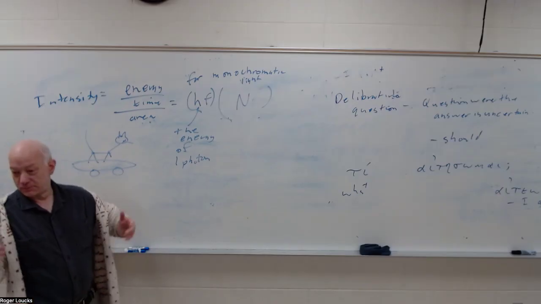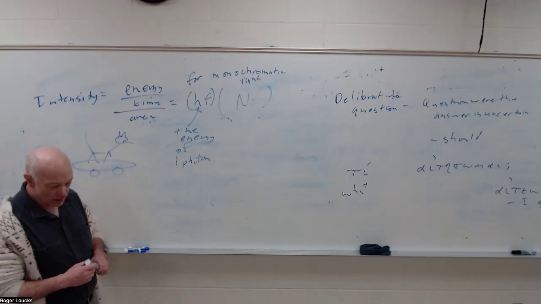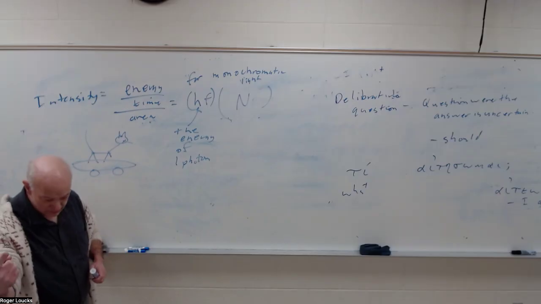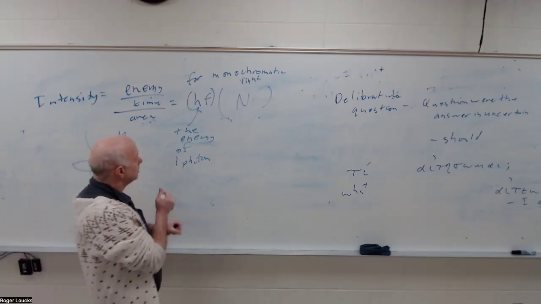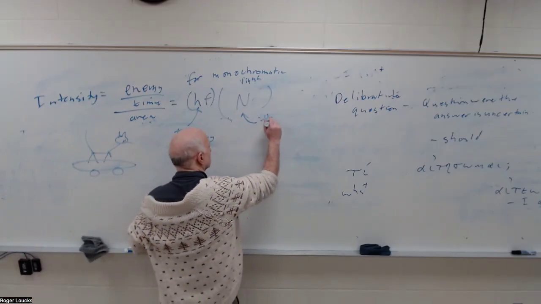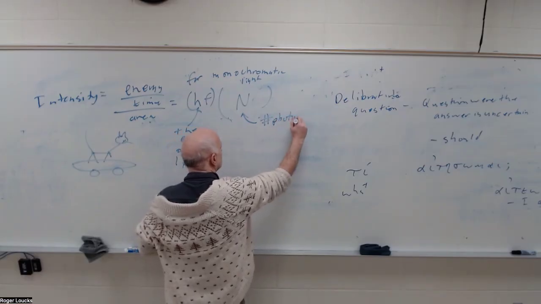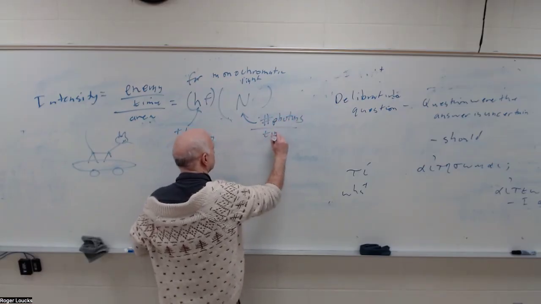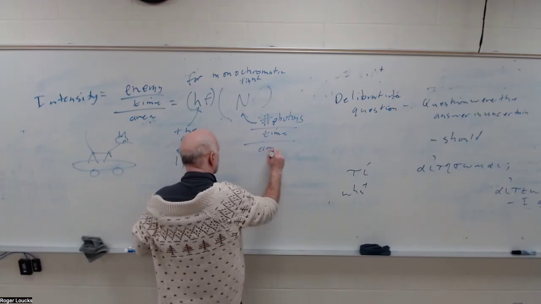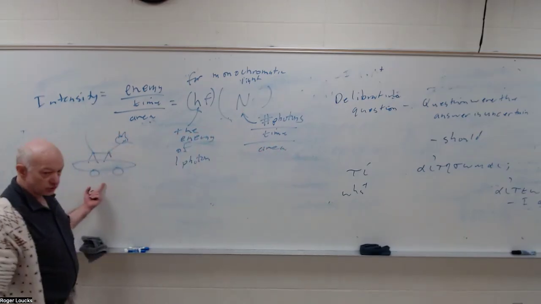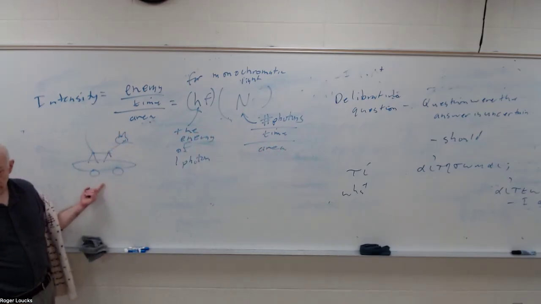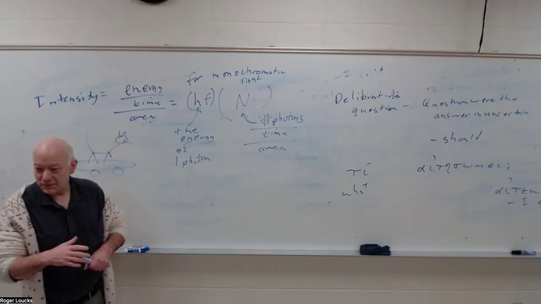Okay, what is N? The number of photons per unit time per unit area. This right here is the number of photons per unit time per unit area, which makes it pretty obvious why you'd use this symbol. Okay, so keep that in mind.